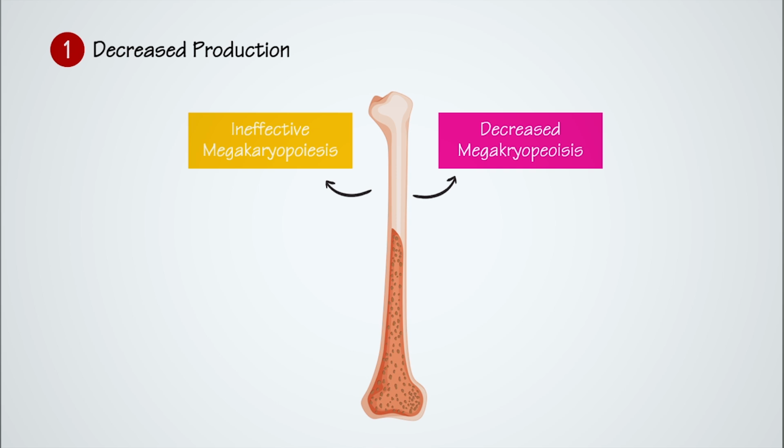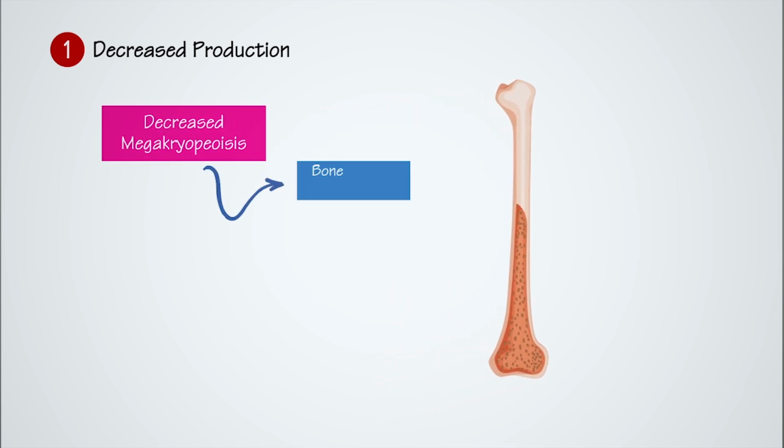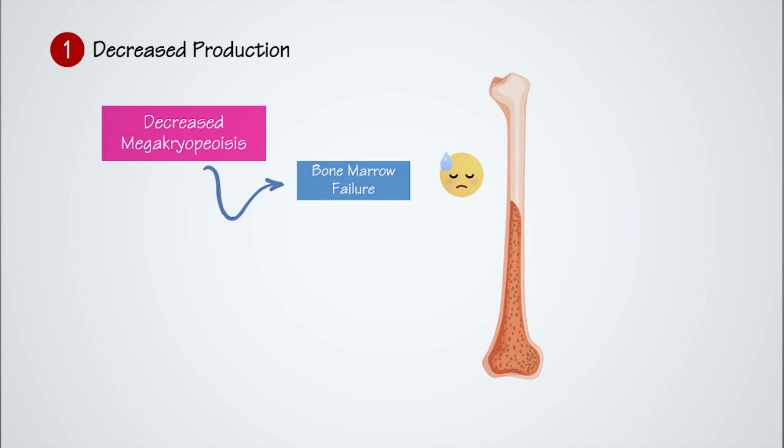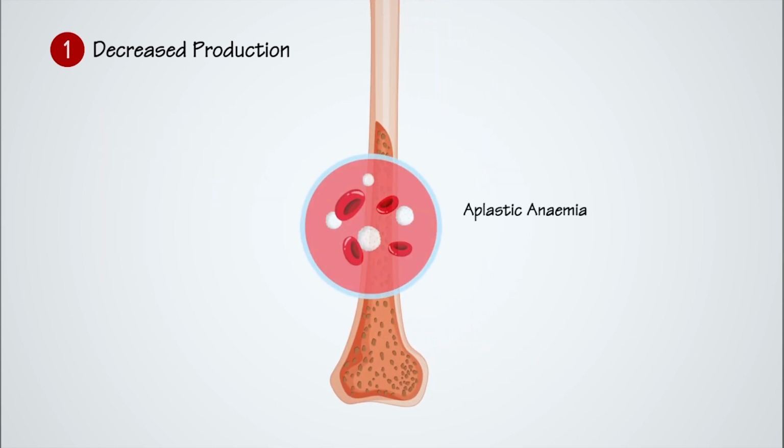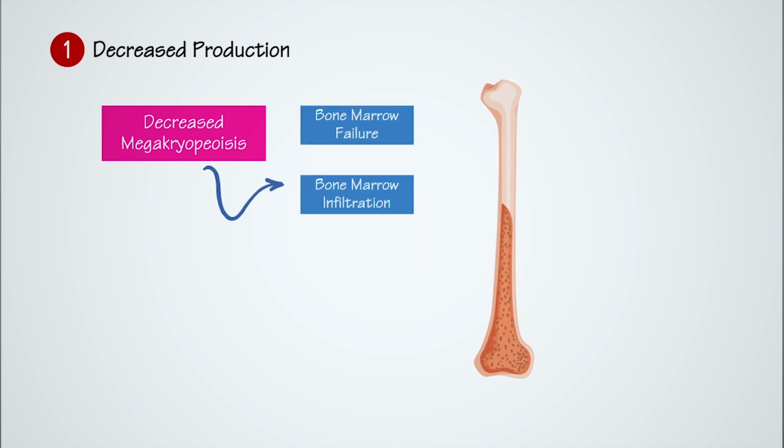Now, the megakaryopoiesis decreases in the cases of either bone marrow failure, which is observed in aplastic anemia, bone marrow infiltration in metastatic carcinoma, leukemia, lymphoma, either multiple myeloma or myelofibrosis. This actually reduces the ability of the bone marrow to produce new blood cells.